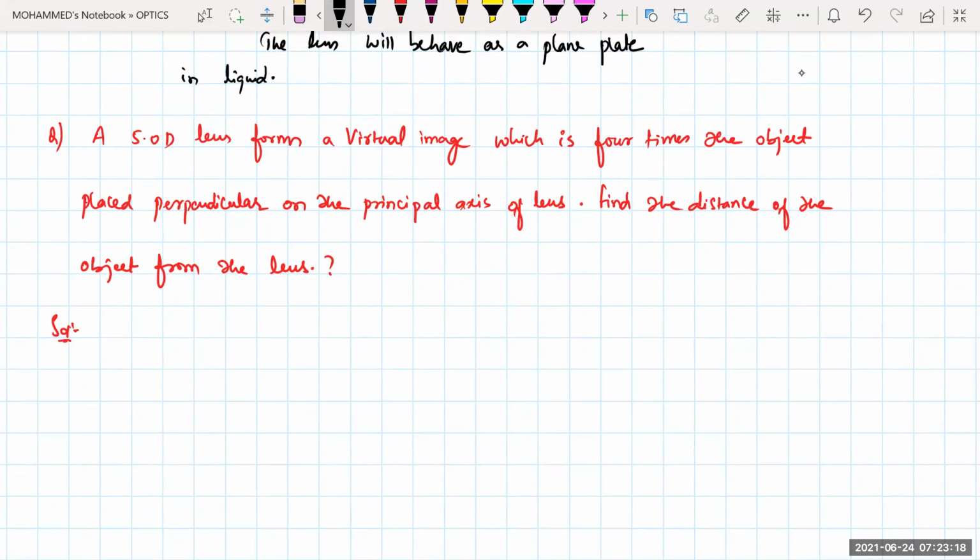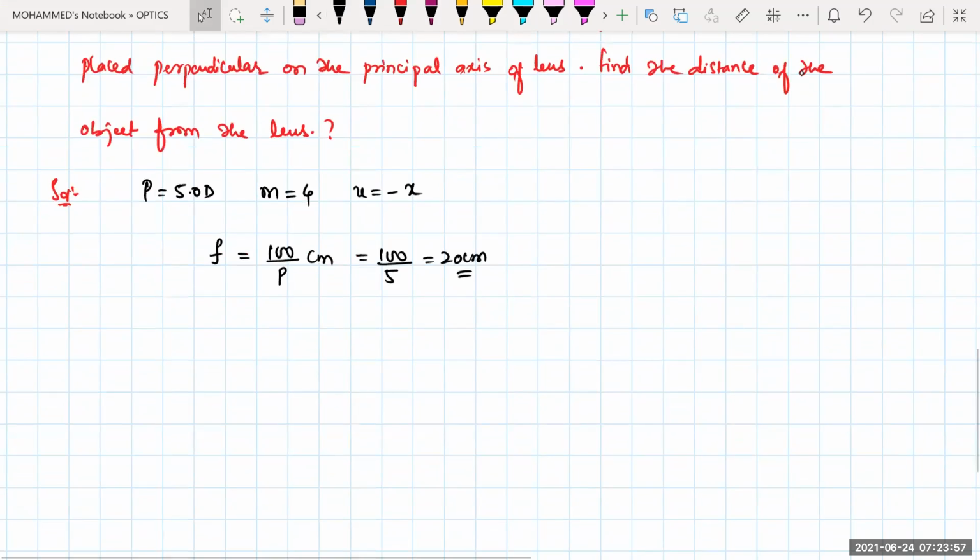See the question, what is given. We have a power of 5 diopter, and magnification is 4 times. That means the image is magnified 4 times. Object distance will always be equal to minus x because we always measure it from the pole. So what will be the focal length? Focal length is equal to 100 by power when taking in centimeters, so that is 100 divided by 5, which equals 20 centimeters.